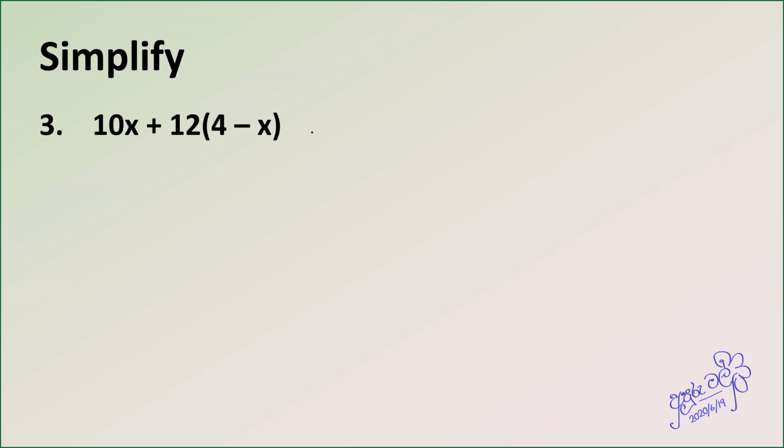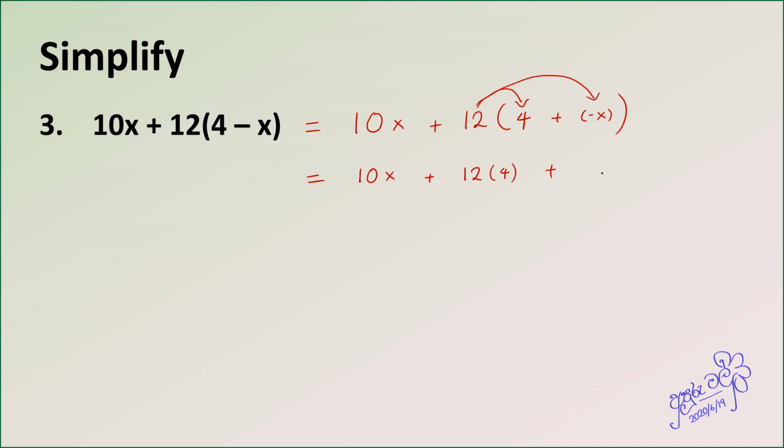Question 3. Let's again start rewriting it. I'll use a different color. 10x, I'll just write it like that, plus 12 times 4 plus of a minus x. When we write it like that, it's easy. 10x, I have to just write it, although we are not doing anything with that. And now we can distribute 12 to 4, 12 times 4, and then 12 times to the minus x. 12 times minus x.